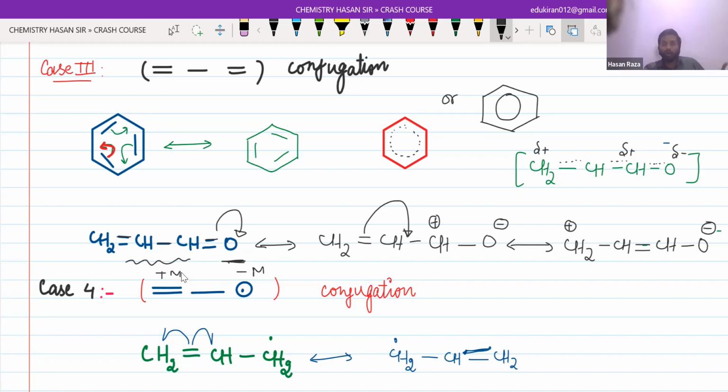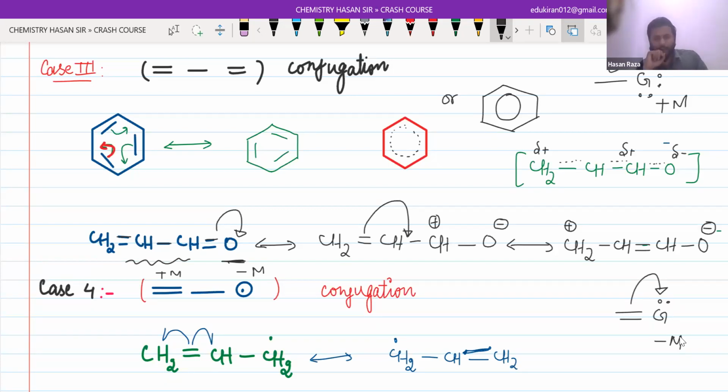Now, how are you going to recognize which one is minus M and which is plus M? There is a simple trick. If any group is connected with a single bond and that group has a lone pair, then this group will act as plus M. That means it will donate electron. And if any group has a double bond and lone pair, then it will withdraw electron. That means it will act as minus M.